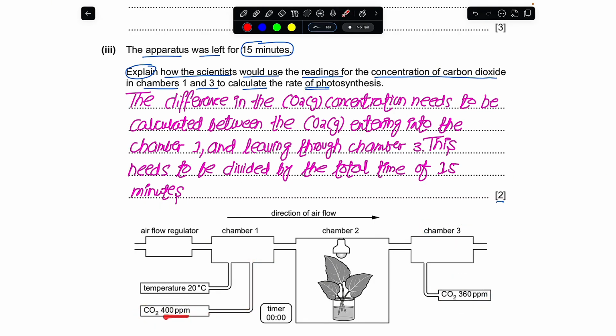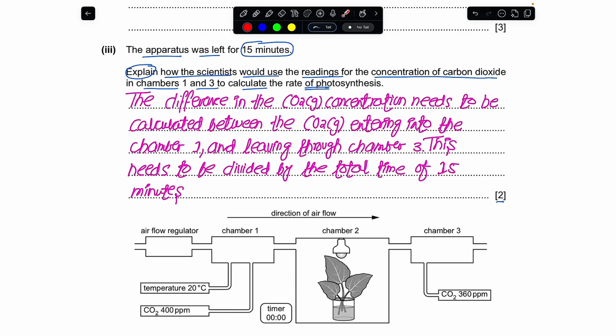So initially 400 parts per million of the CO2 is going in and 360 remains unused, and this is getting out. So this means that this plant right here in the chamber 2 used a total of 40 parts per million carbon dioxide. And now this is the CO2 that got used up, that is 40 parts per million. If I were to calculate the rate out of the reactant, which is CO2, I have to divide it by the total time, and that presented here was 15 minutes.